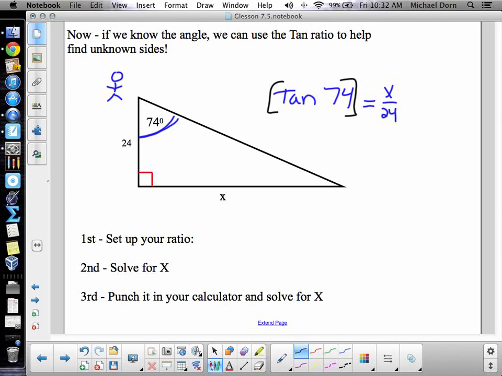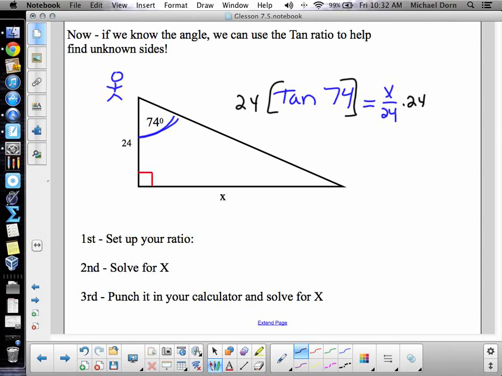If you're wondering what that value is, you could punch it into your calculator and get the decimal value. You could look it up in the table in the back of your book and get the decimal value. But it has a value unto itself. Now, I have an equation to solve, however. My x is in the numerator. I'm dividing x by 24. How do I undo division? Multiply both sides by 24.